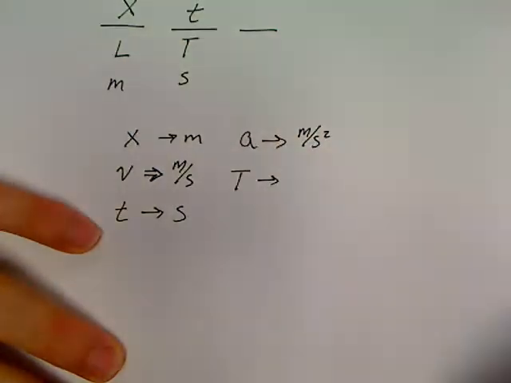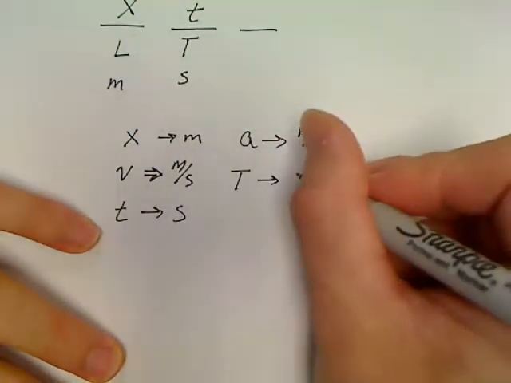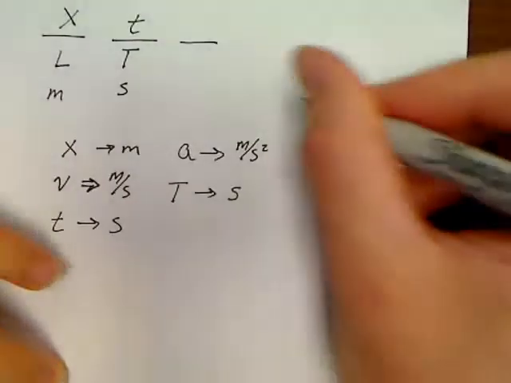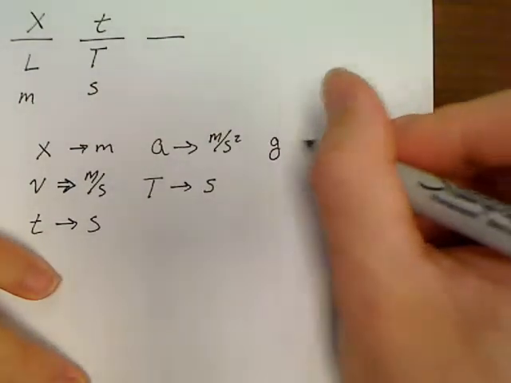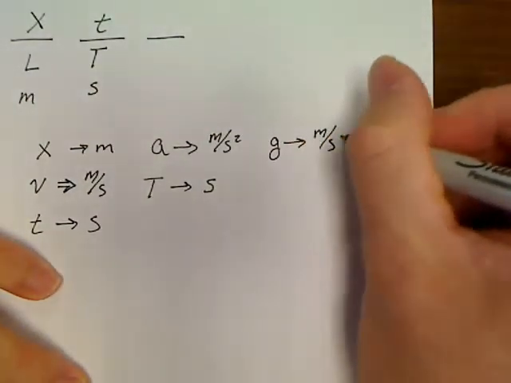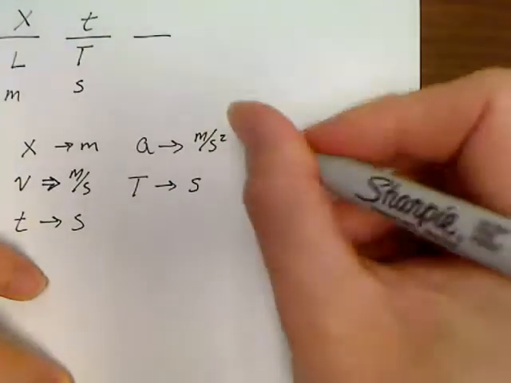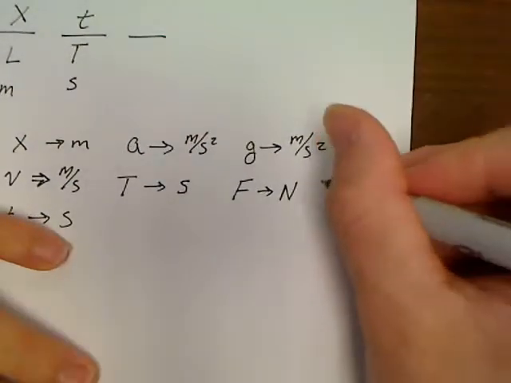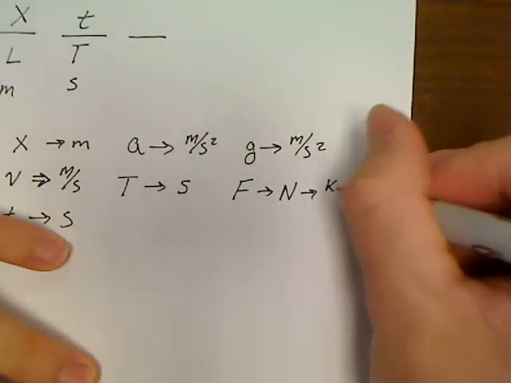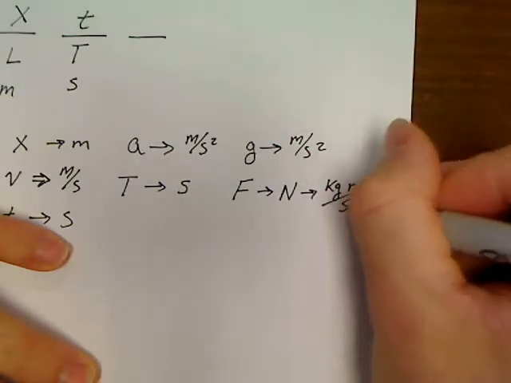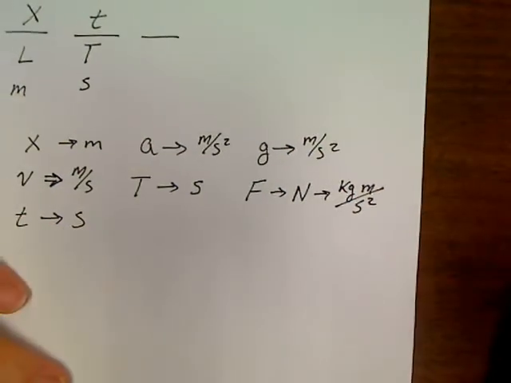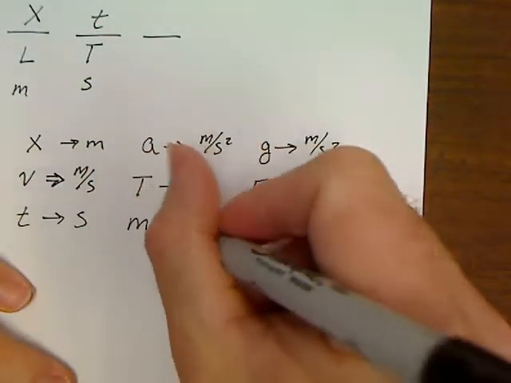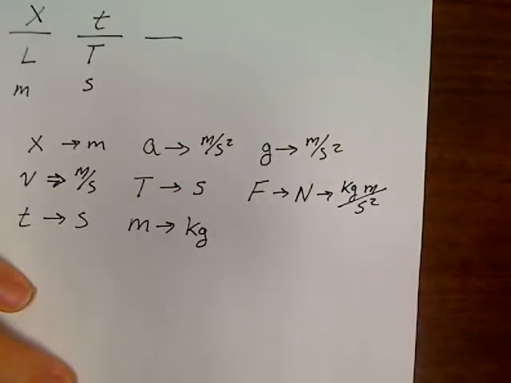Period, which is the time for one oscillation or for a motion to repeat itself, is again time, so it's going to be seconds. If you see the symbol G for gravity, gravity is an acceleration, which is why it's meters per second squared. Any forces in these problems, I'll be using a Newton, which is a kilogram meter per second squared, if we should use it in any of our problems. Masses, I'll use kilograms.